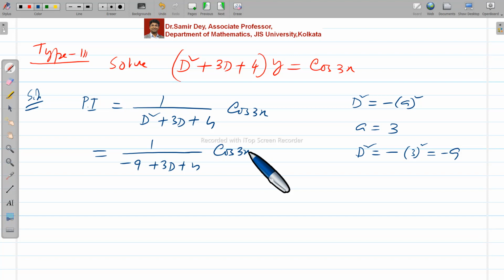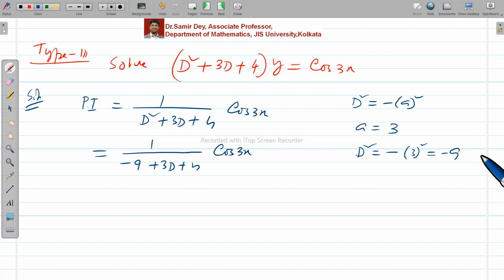Okay, no problem. I will repeat the things once again, from the beginning. First, you have to write down the PI formula representation part. In case of sine or cosine, the one formula is d square equals minus a square. Here a equals 3, this 3 is coming from the coefficient of x. So ultimately we should consider d square equals minus 3 whole square, that is minus 9.